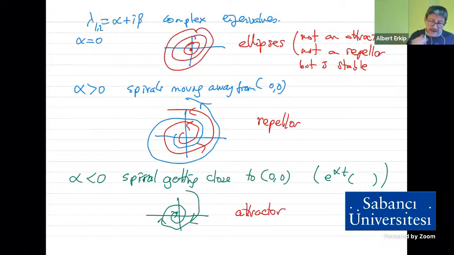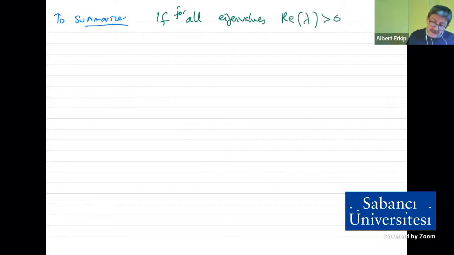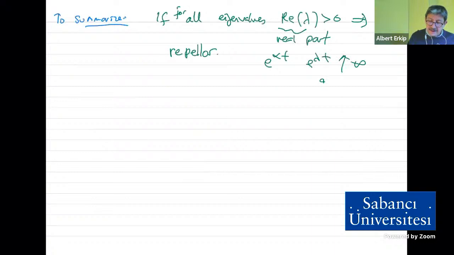Now, if you want to summarize all this, and that's quite important in this business, to summarize: if for all eigenvalues the real part of lambda is positive, if they are real, this implies a repeller, because e to the alpha t, or e to the lambda t, goes to infinity as t goes to infinity.